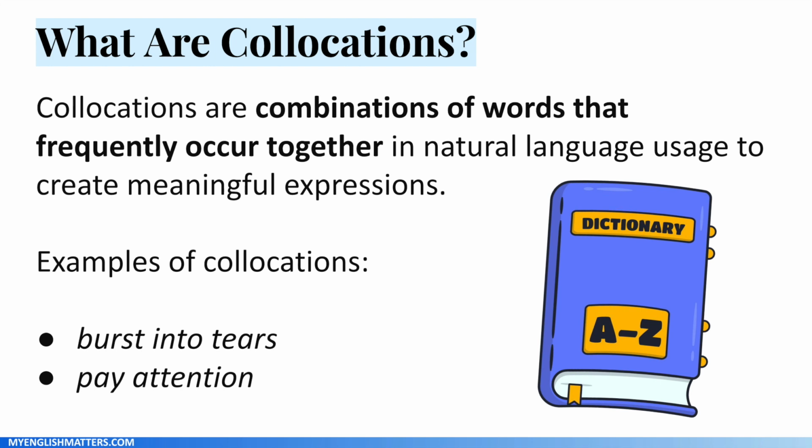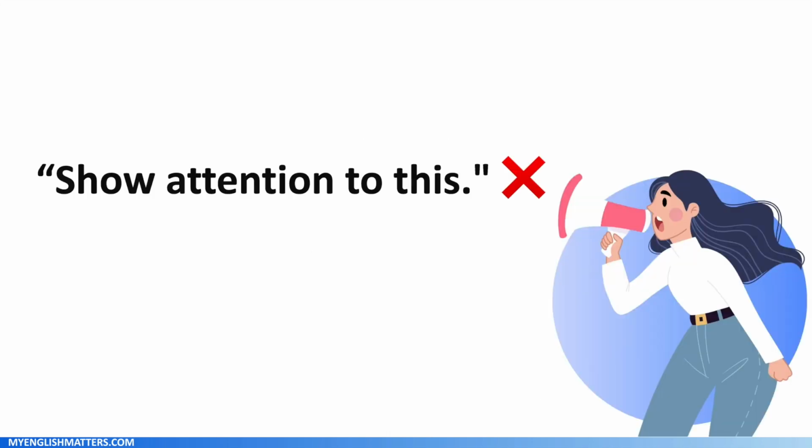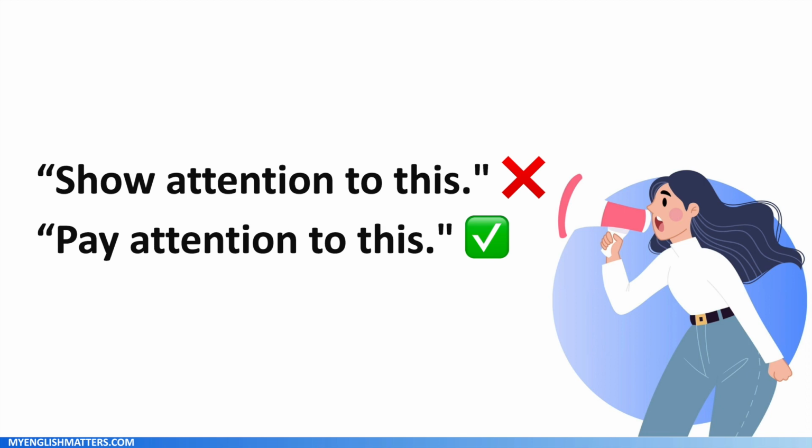Let's take the phrase pay attention. Now, when asking someone to focus on a specific thing, you wouldn't say show attention to this. These words just don't usually go together in this context. The correct phrase is pay attention to this. So it's not show attention, it's pay attention. This is what you call a collocation.